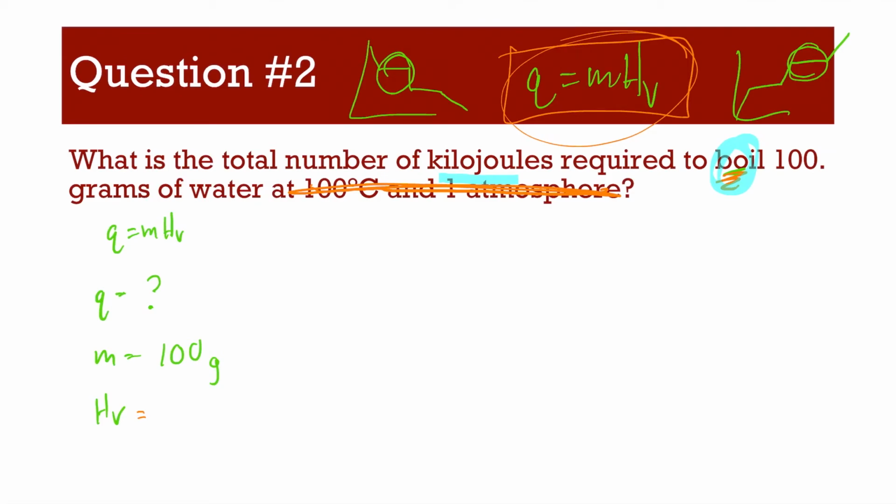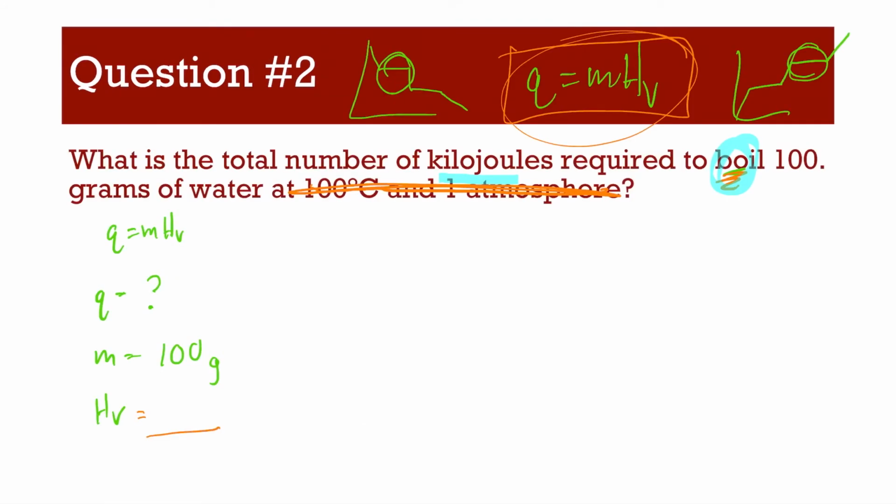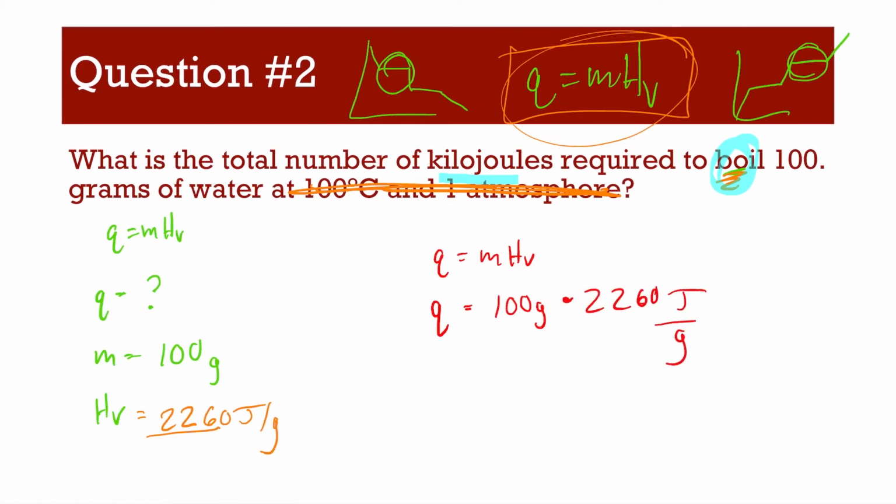So those are all the numbers we're given in the question, but we're still missing heat of vaporization. Remember, heat of vaporization for water is on table B, and that's 2,260 joules per gram, and now we have everything we need to plug in. So Q equals mHv. Q is what we're looking for. M is 100 grams. HV is 2,260 joules per gram. And so grams cancel. We're left with 100 times 2,260.